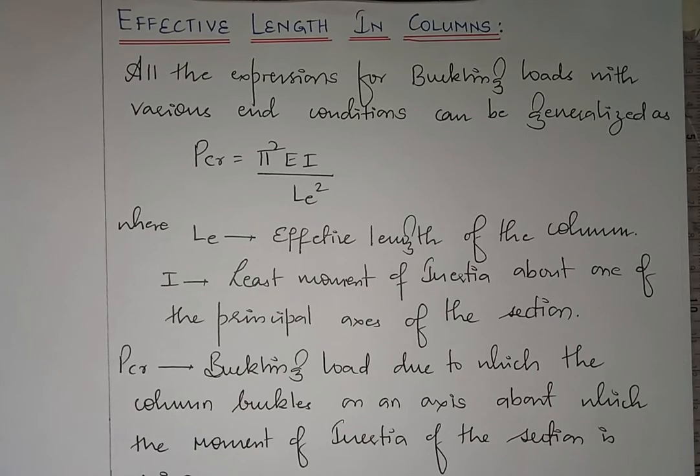Welcome back. In our previous video sessions, we have studied the derivation of Euler's formula for columns for different constraints. Four different cases we have studied for different end conditions. Now, I'll be generalizing those four formulas into a single one, and I'll be calling the length as effective length.